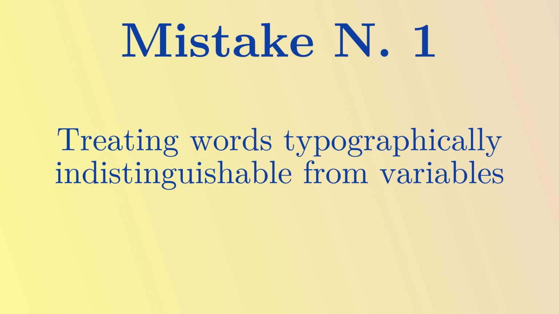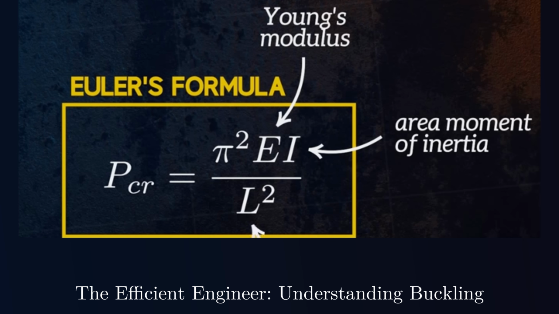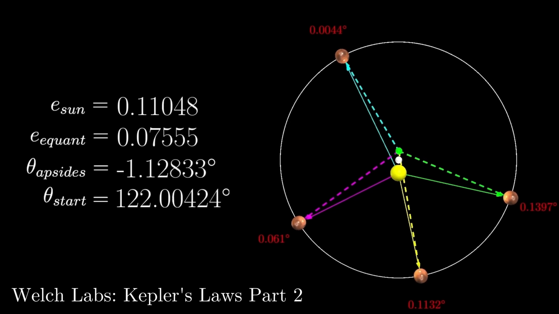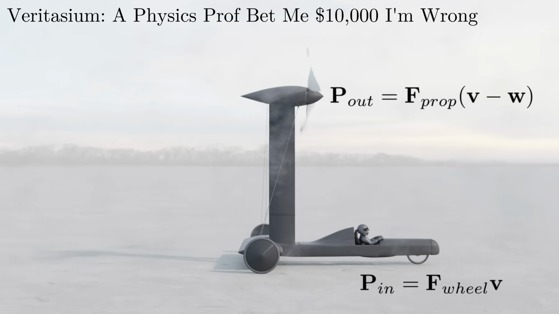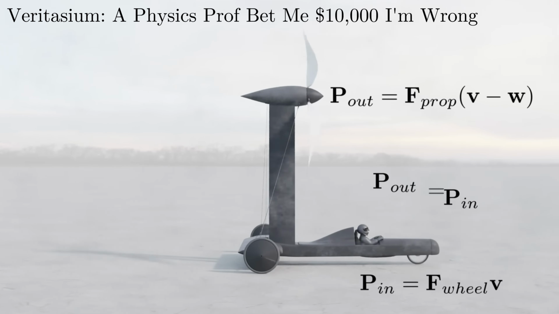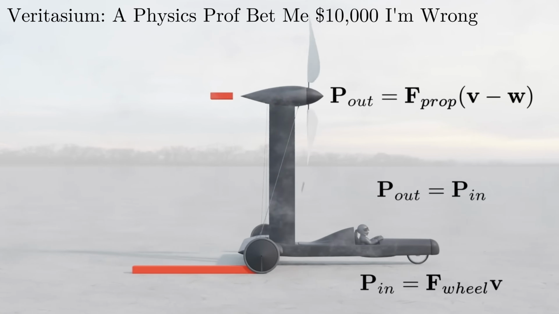This is extremely common. Here is another example. Euler's buckling formula written as PCR, where CR stands for critical. Again, both letters appear in italics, so it looks like the product of 2 variables, C times R. You can find this across many technical videos, even in large educational channels like Welch Labs or Veritasium, where full words inside subscripts are rendered in italics.